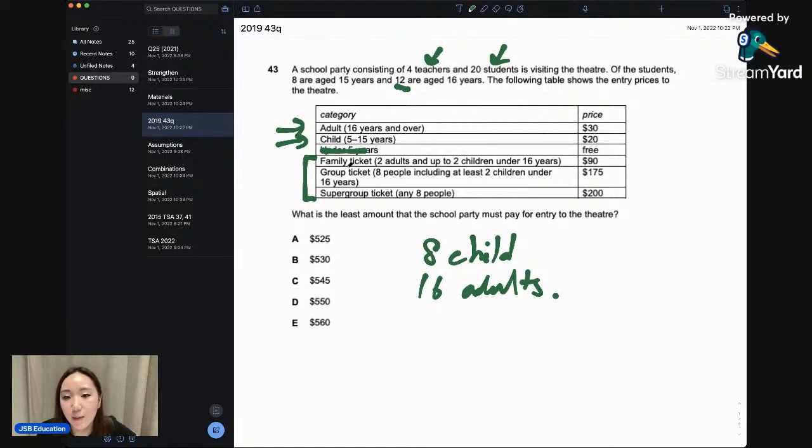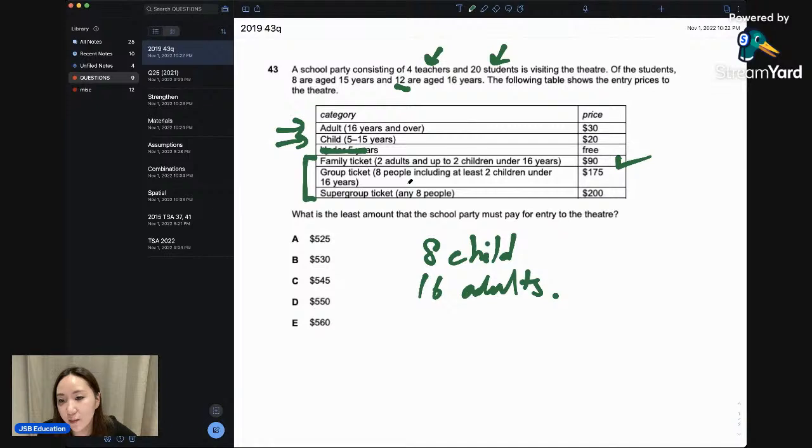So starting with this family ticket here, this is 2 adults and 2 children, right? So work it out first of all with no deal, how much that would be. 2 adults would be $60, 2 children $40, so it would be $100. This is the best option compared to the normal ticket. So we definitely want to use this over a normal. Now we compare the family ticket to the group ticket.